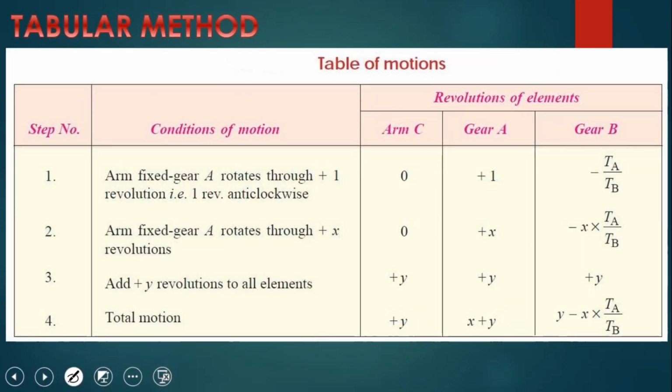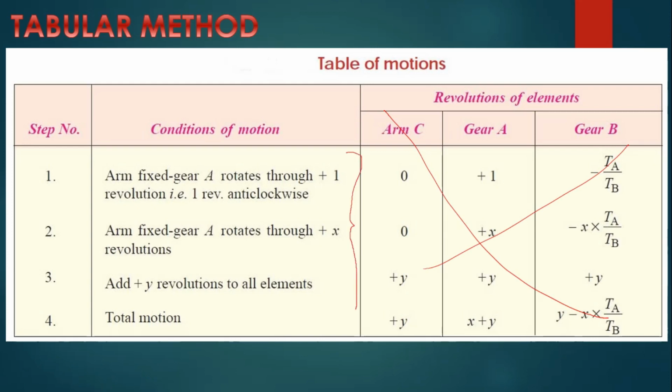For the tabular method, first we have to draw the tabulation. Leave this case, that we will discuss later, right. These are the constraints or conditions of the motions. This is a fixed one. We have to write these 4 steps. First one is the arm is fixed and gear A rotates plus 1 revolution. Plus revolution belongs to anti-clockwise direction. If gear A rotates in anti-clockwise direction, then we consider the plus sign, whereas if gear A rotates in the clockwise direction, then we consider the sign which is negative. So, anti-clockwise means positive and clockwise means negative, right.